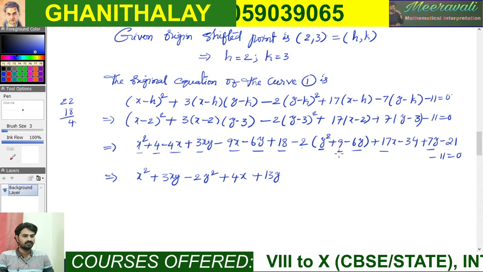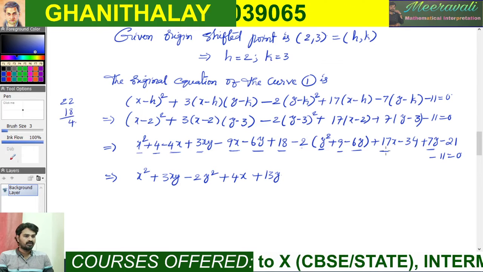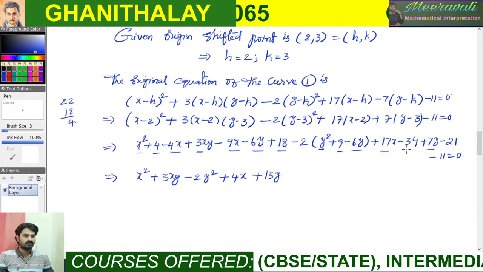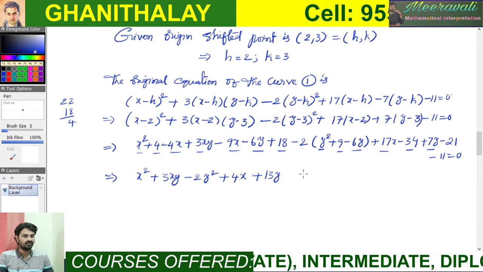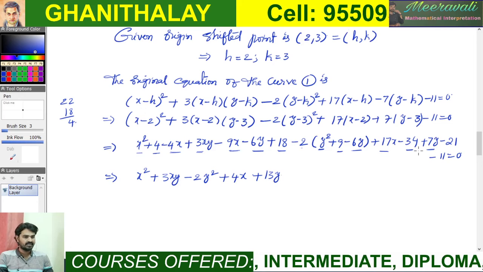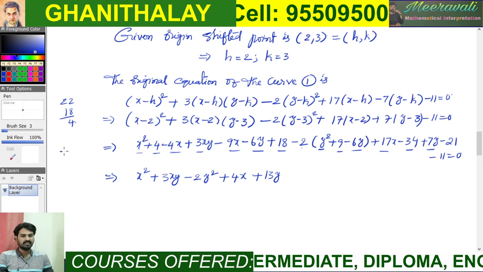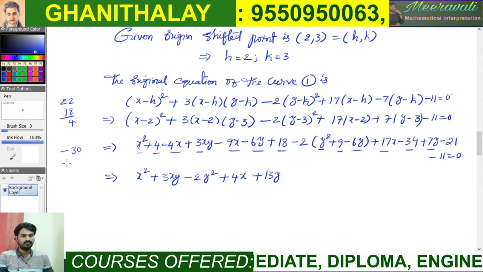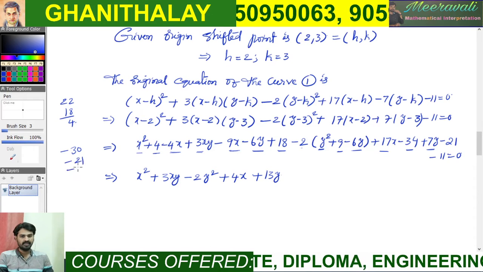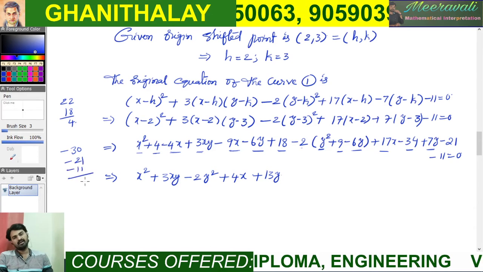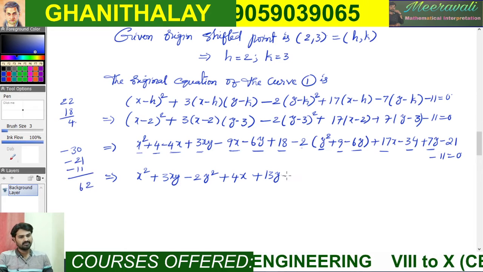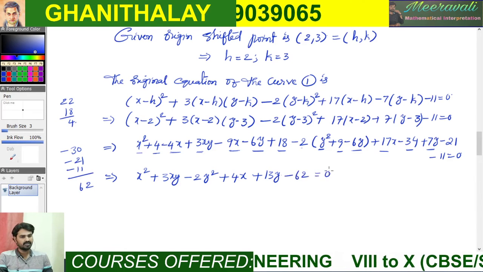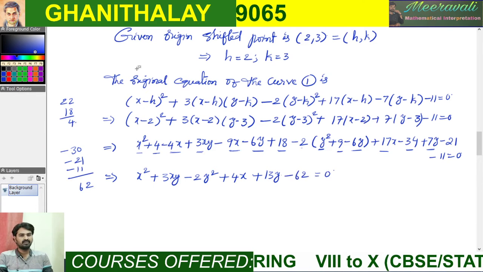4 minus 34, plus 4 minus 34, that is minus 30. Next one, minus 21 minus 11, all are the same sign, you can get 62, that is finally minus 62 is equal to 0. This is the final answer.